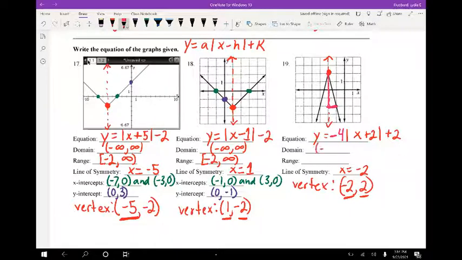Again, domain as always is negative infinity to infinity. And our range is bottom to top. So our lowest possible y value is negative infinity, and our highest possible y value is 2.